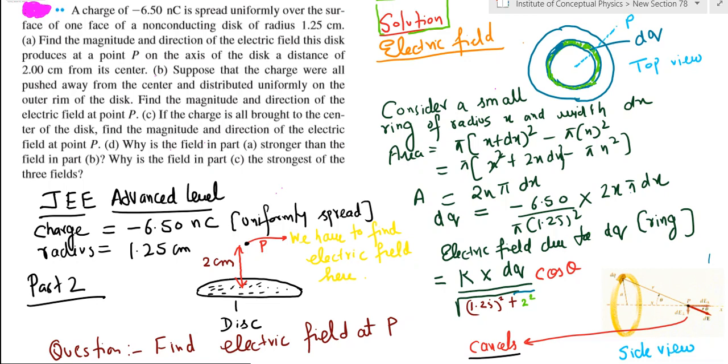You have the availability of the total charge. Divide the total charge of 6.50 nanocoulomb by the area of the disk. That gives you the charge density, and it's uniform, which we put to use to our advantage. Now we have a sense of the amount of charge dq on this small ring.